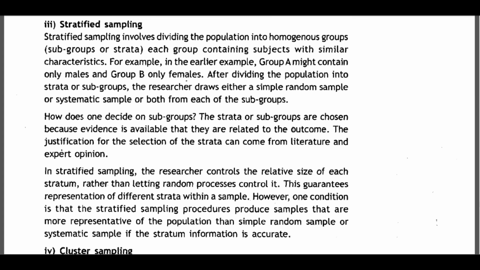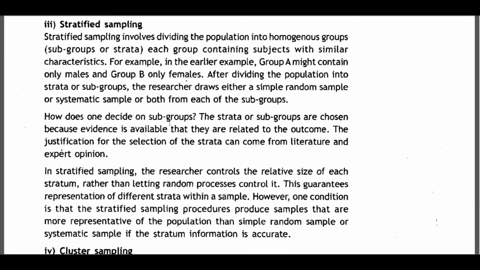Stratified sampling. Third, stratified sampling. Stratified sampling involves dividing the population into homogeneous groups, subgroups, or strata, each group containing subjects with similar characteristics. For example, in the earlier example, group A might contain only males and group B only females. After dividing the population into strata or subgroups, the researcher draws either a random sample or a systematic sample or both from each of the subgroups.